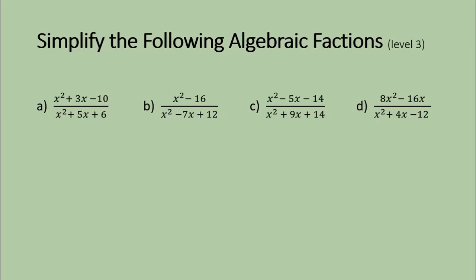On to level 3. Now here we've got quadratics both top and bottom, and they're slightly more challenging quadratics to factorize. So go ahead and give these a go. Factorize both top and bottom and see what your common factors are. Divide by those common factors and simplify the fraction. Go ahead and hit pause if you need time.